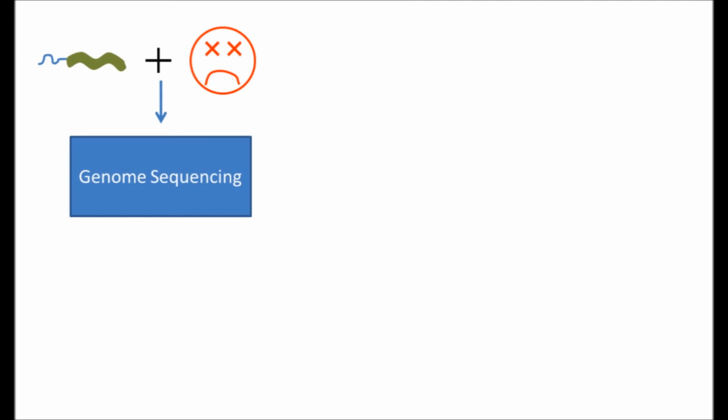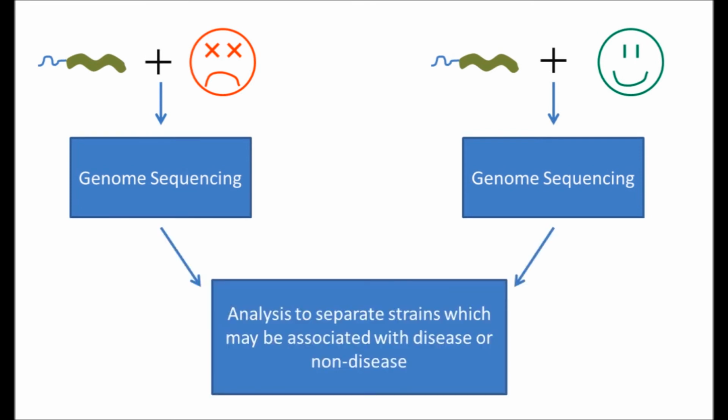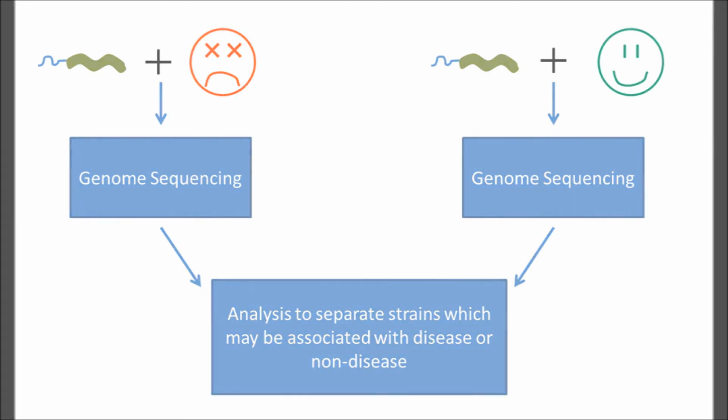To investigate this issue, we recently sequenced and analyzed the genome of a Campylobacter concisus strain isolated from a child with Crohn's disease. And this represented only the second Campylobacter concisus strain to be fully sequenced, the previous strain being a strain from a patient with gastroenteritis. In addition, we have sequenced the genome of a concisus strain from a healthy patient. We hope to use the information from these genomes to be able to separate strains that may be associated with disease from those in healthy controls.